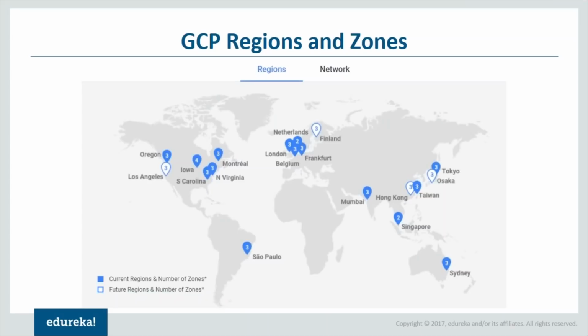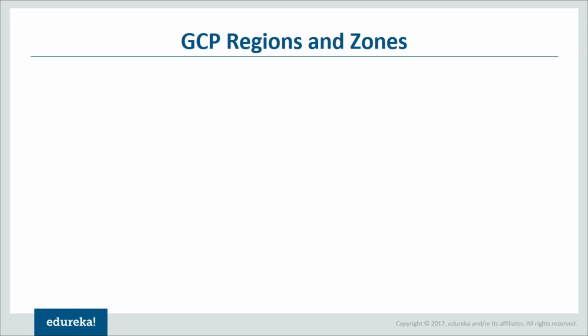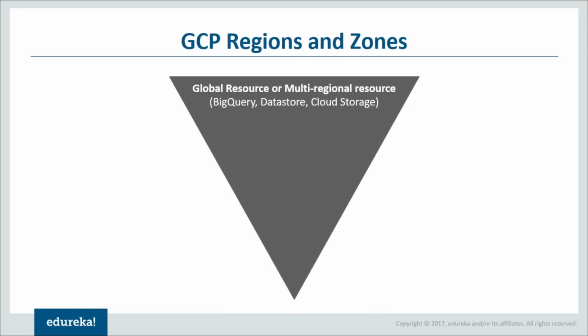So let's have a look at the various locations where these servers are located and the number of zones for that particular region. Here you can see that there are a total of 15 regions with at least 3 zones in every region. A few cloud platform services are managed by Google to be redundant and distributed within and across regions. These are mainly the global resources or the multi-regional resources.